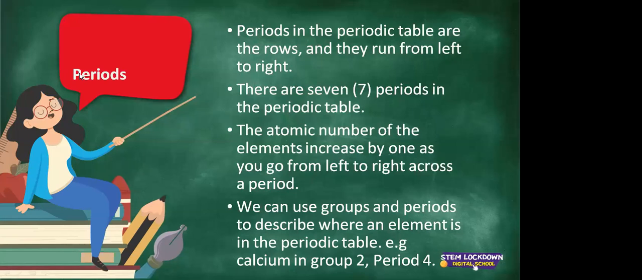We can use groups and periods to describe where an element is in the periodic table. For example, calcium is in group 2, period 4. Can you see that, grade 9s, in your periodic tables? I hope you are carrying your periodic tables, because I did say yesterday that today we'll be doing chemistry. So chemistry is the periodic table, grade 9s.